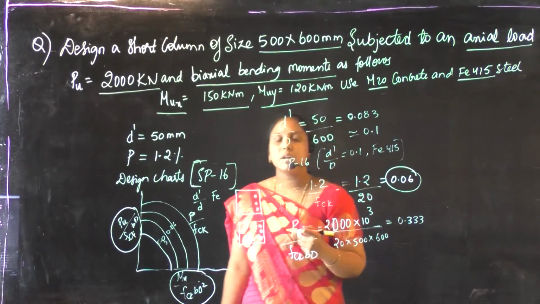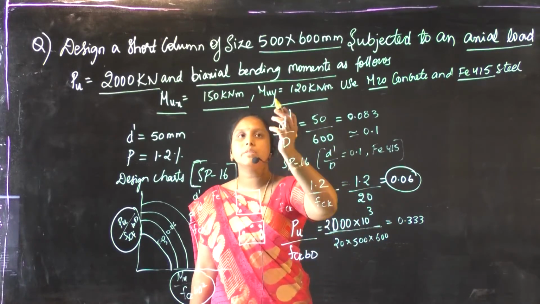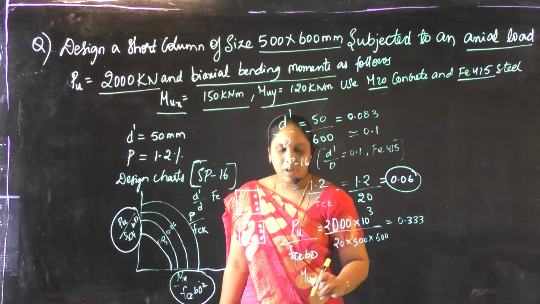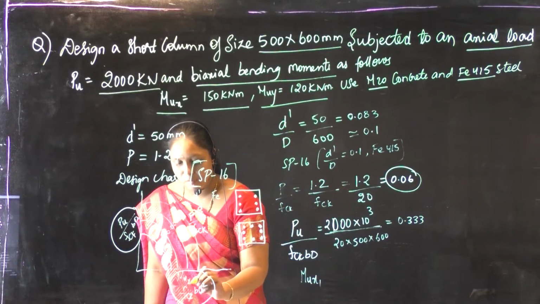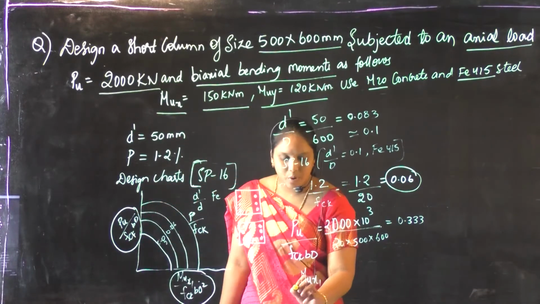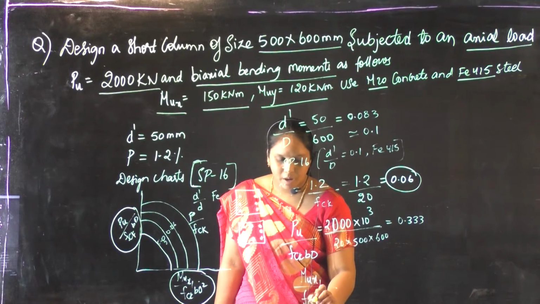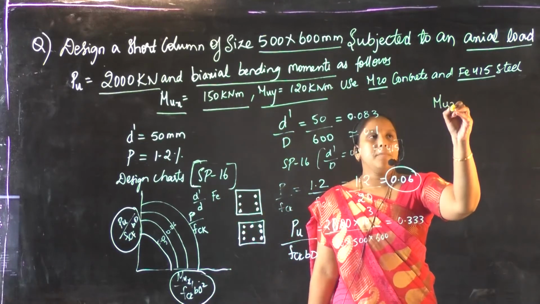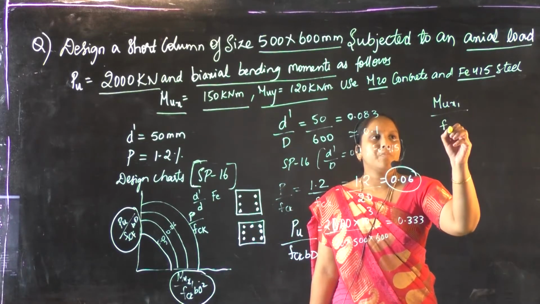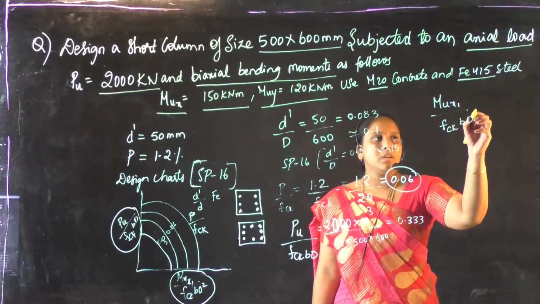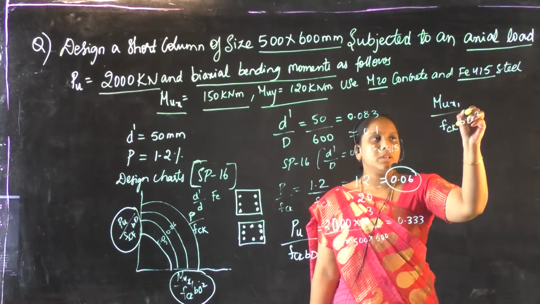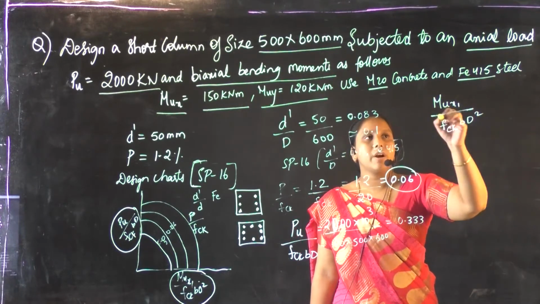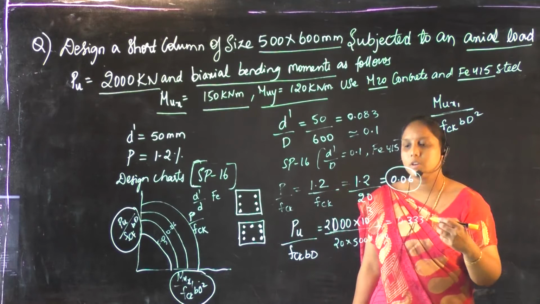Now what is the unknown we have to find? We have known Mux and Muy. Here you have to find out the Mux1. So let this be Mux1. So Mux1 divided by fck bD square. You already know the value of fck, and b and D are also known. Now we have to find out the Mux1. So how will we find out the Mux1?